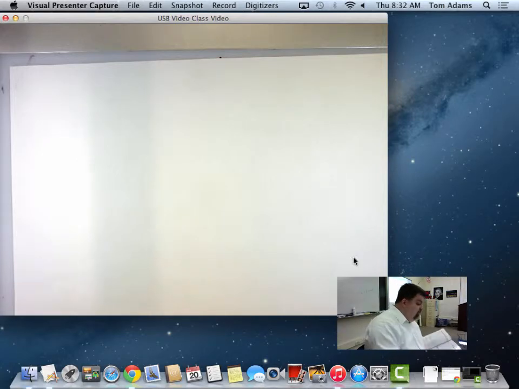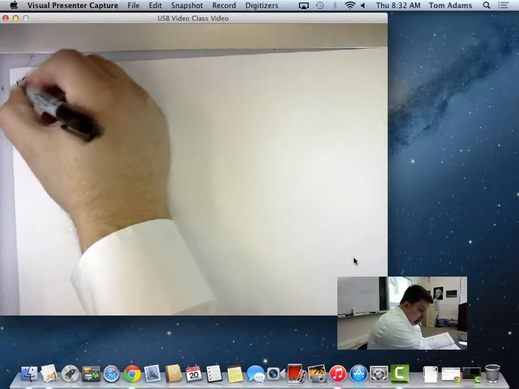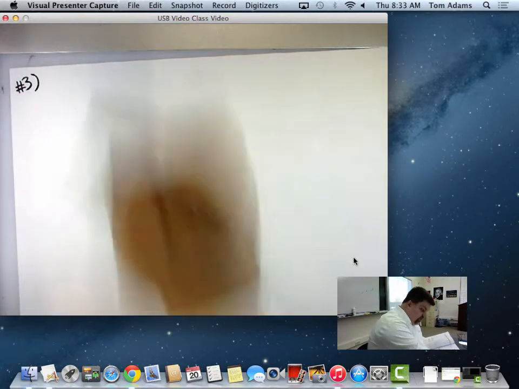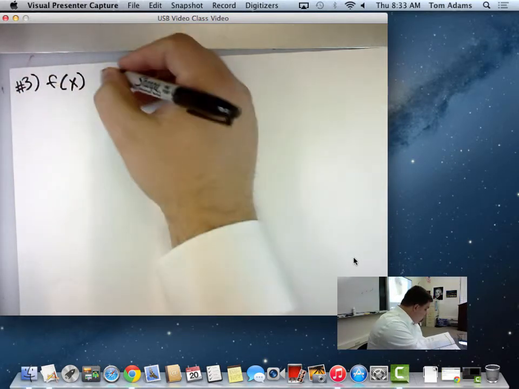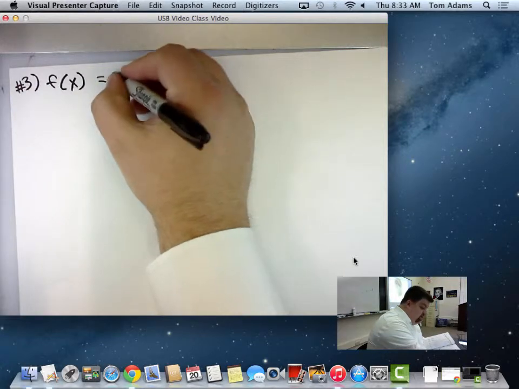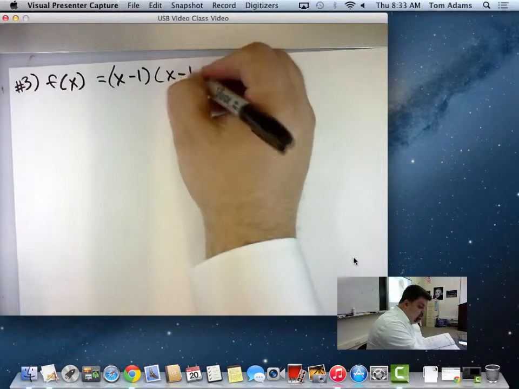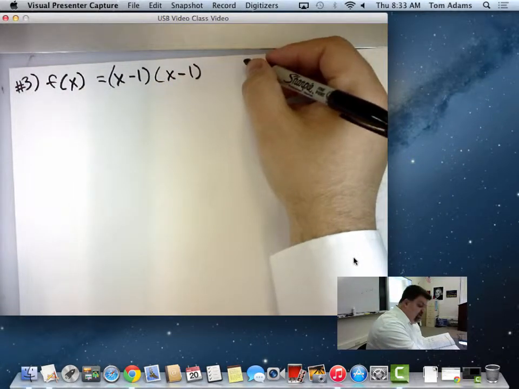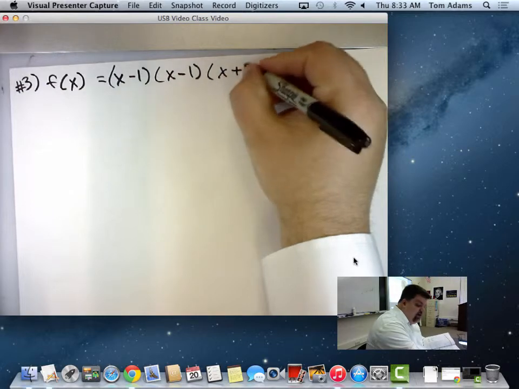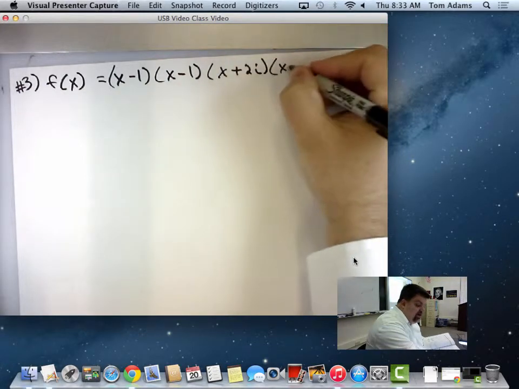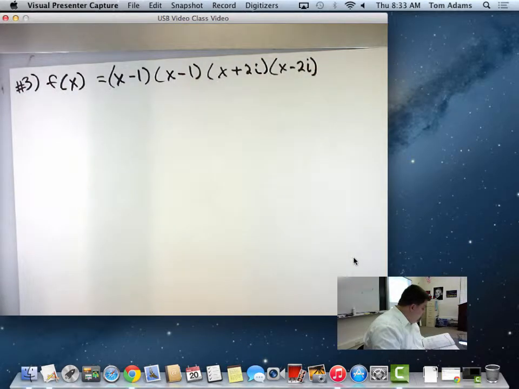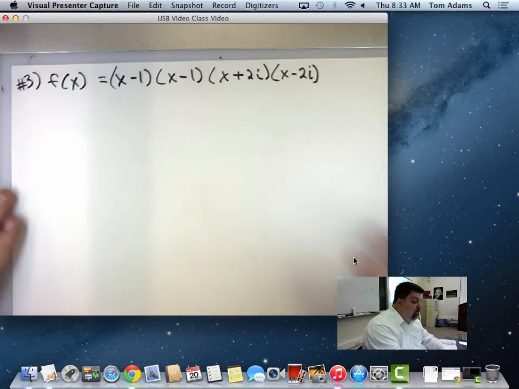Problem number 3 out of the textbook for your homework. Guys, pay attention. We're given f of x is equal to the quantity x minus 1 times the quantity x minus 1 times the quantity x plus 2i times the quantity x minus 2i. And it says, write the polynomial in standard form and identify the zeros of the function and the x-intercepts of the graph. So now, this is a 4th degree polynomial.